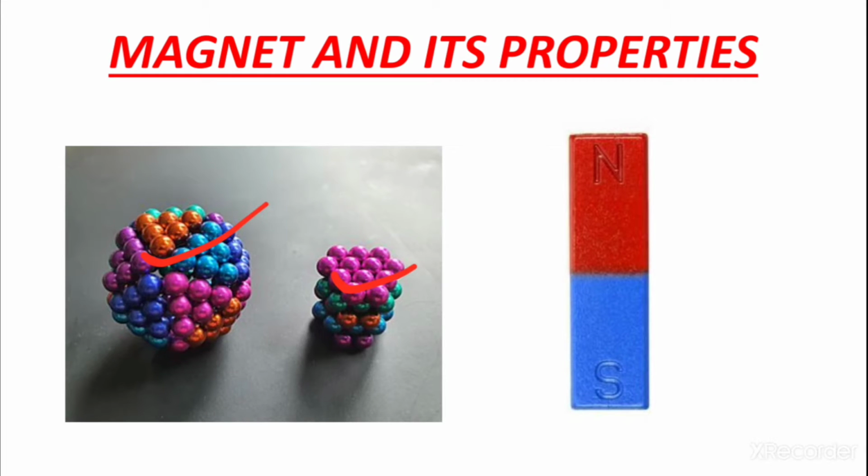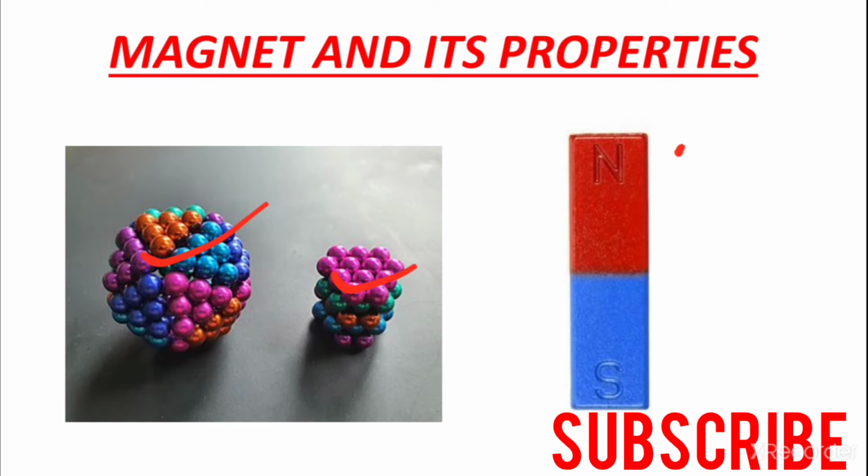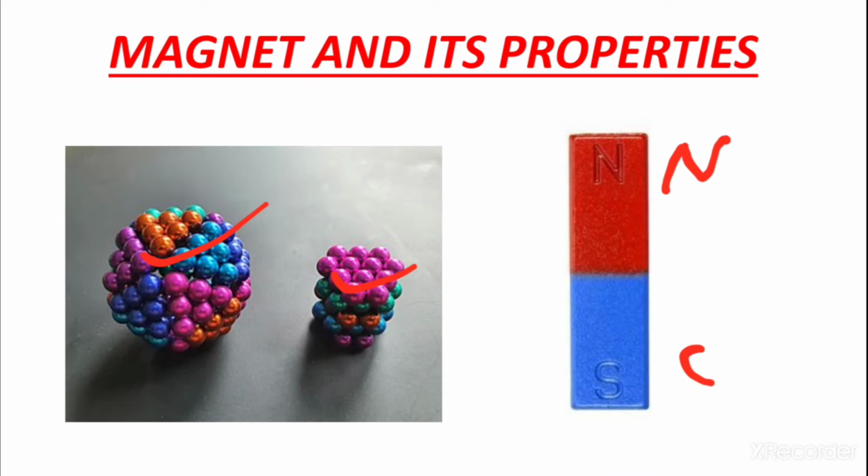A magnet has two poles, the north pole and the south pole. A magnet has the maximum magnetic power at the poles, the north and south pole. It has the minimum magnetic power at the center, and its magnetic power increases towards the poles. As it goes from the center towards the pole, its magnetic power increases.